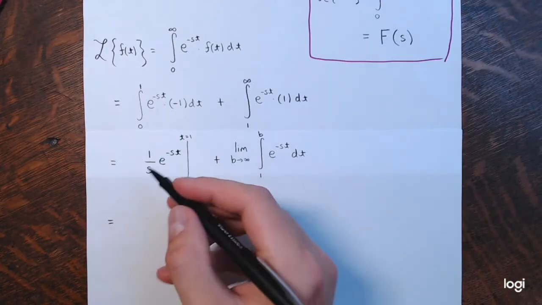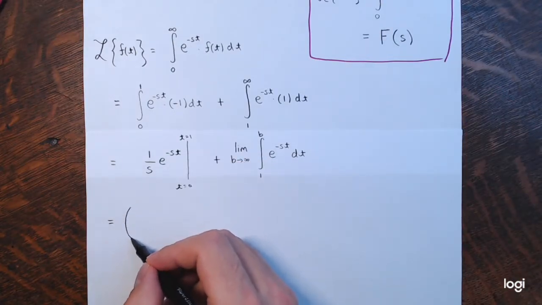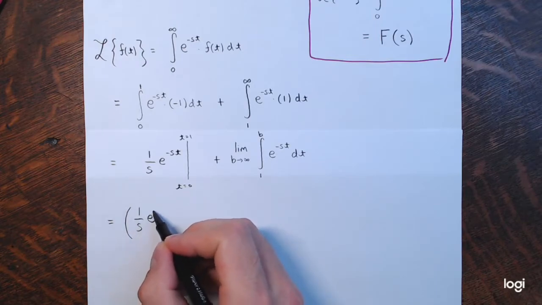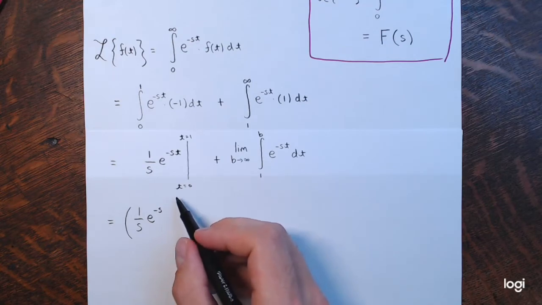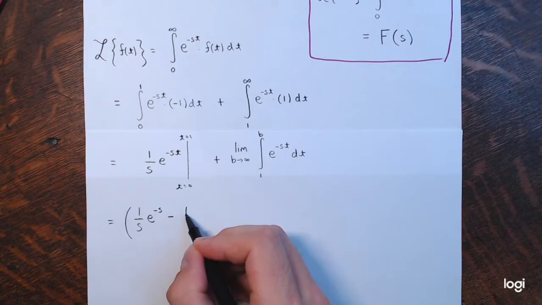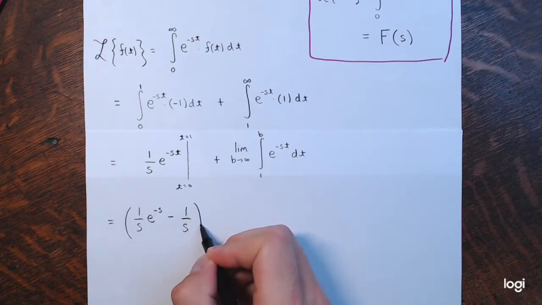Alright, so this first part, pretty simple. This should just be 1 over s times e to the negative s. Then, that's when t equals 1. Then minus when t equals 0, that'd just be minus 1 over s times e to the 0. So just minus 1 over s.